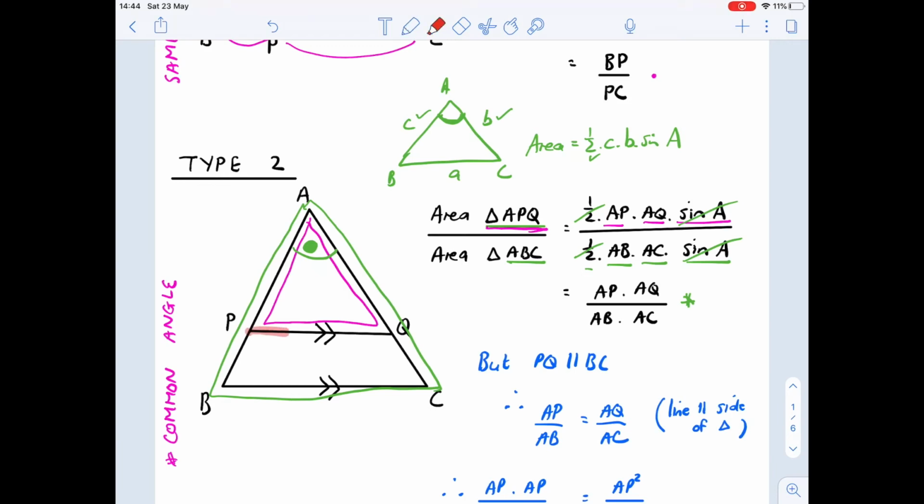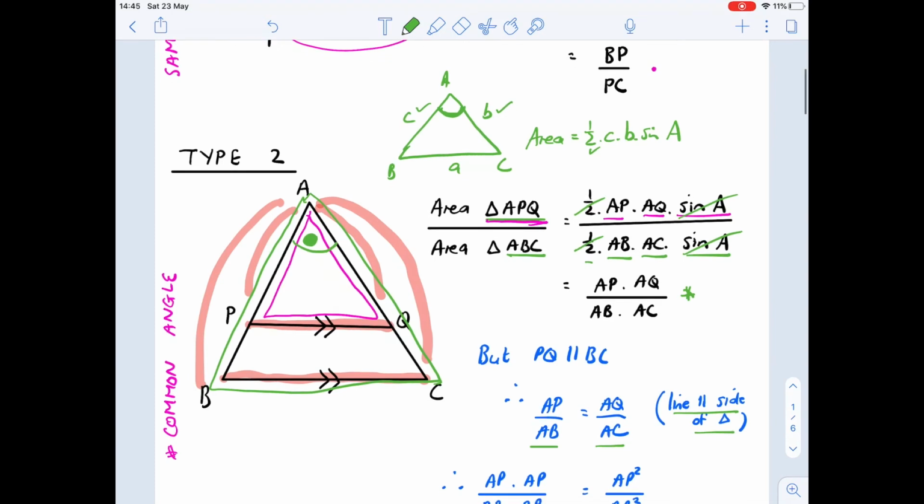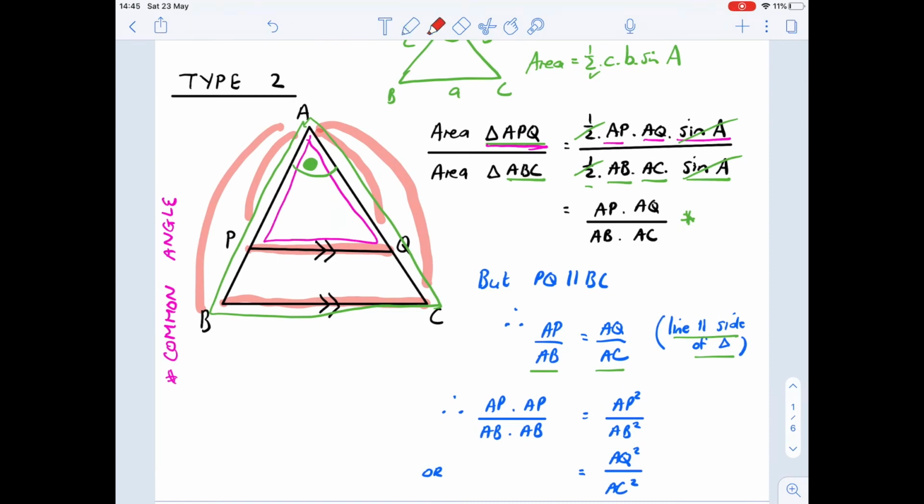But remembering from our previous theorem one, if I have two lines here that are parallel, PQ is parallel to BC, then I know that that length over that length is equal to that length over that length. That is very interesting in this scenario, because I can then say that AP over AB is equal to AQ over AC. Remember, my reason for theorem one is line parallel to the side of a triangle. Now, because AP over AB is equal to AQ over AC, I can replace AQ over AC with AP over AB.